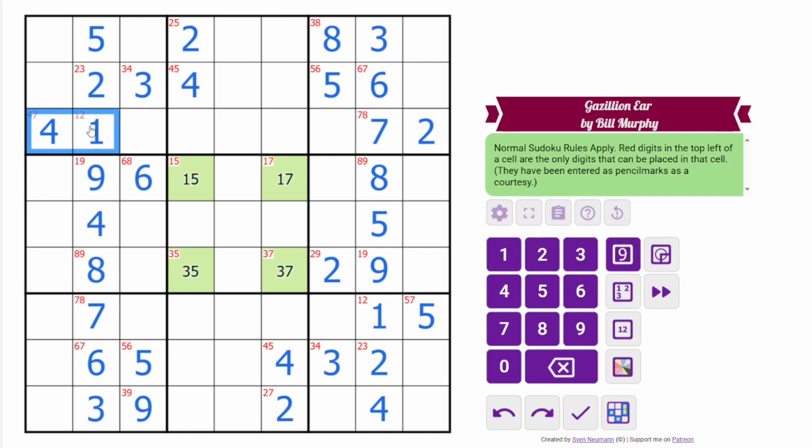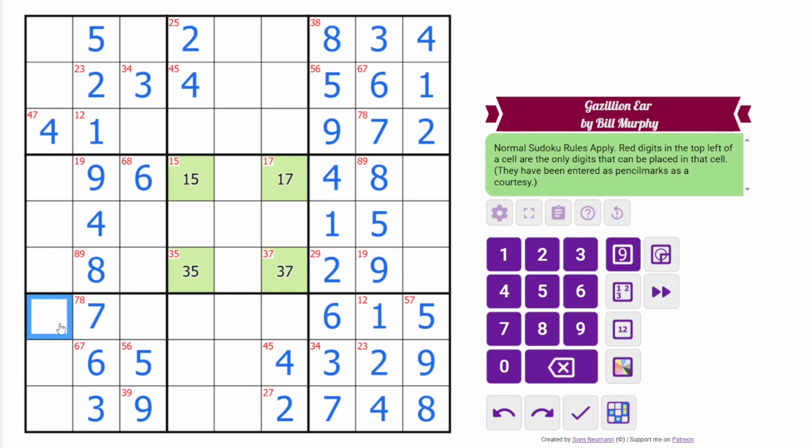Now this cell can't be 1 or 4. The only other digit is 9, and then 1, 4 like that. So that's that box done. 9 can't go in these cells from these 9s, and 8 can't go in these cells, and 7 can't go in this cell. So that box is done. These are 1 and 4.